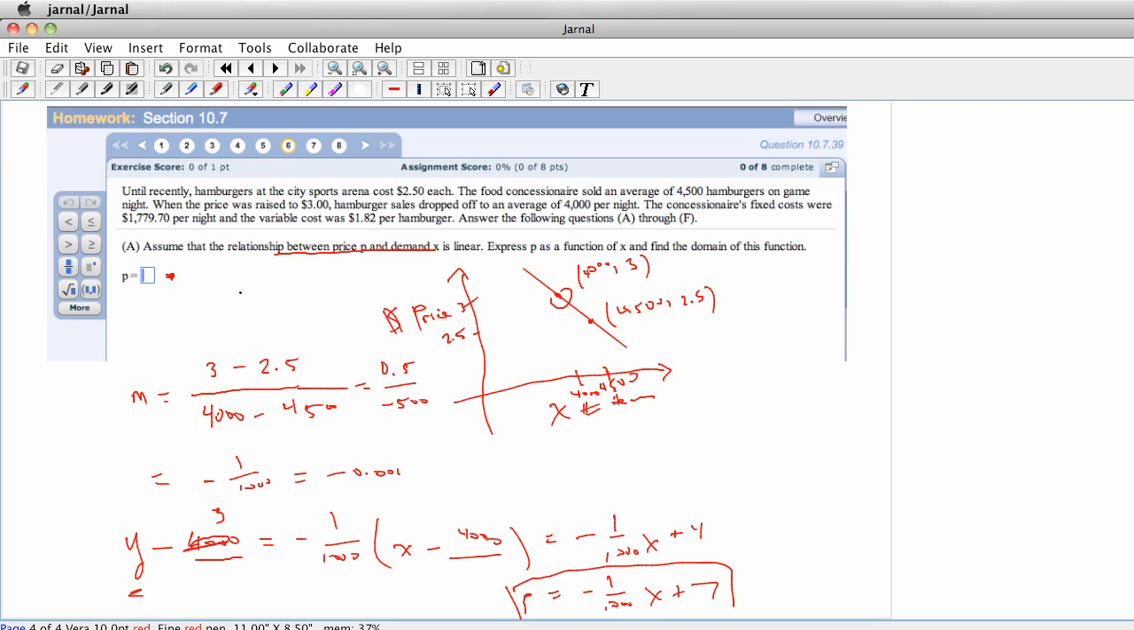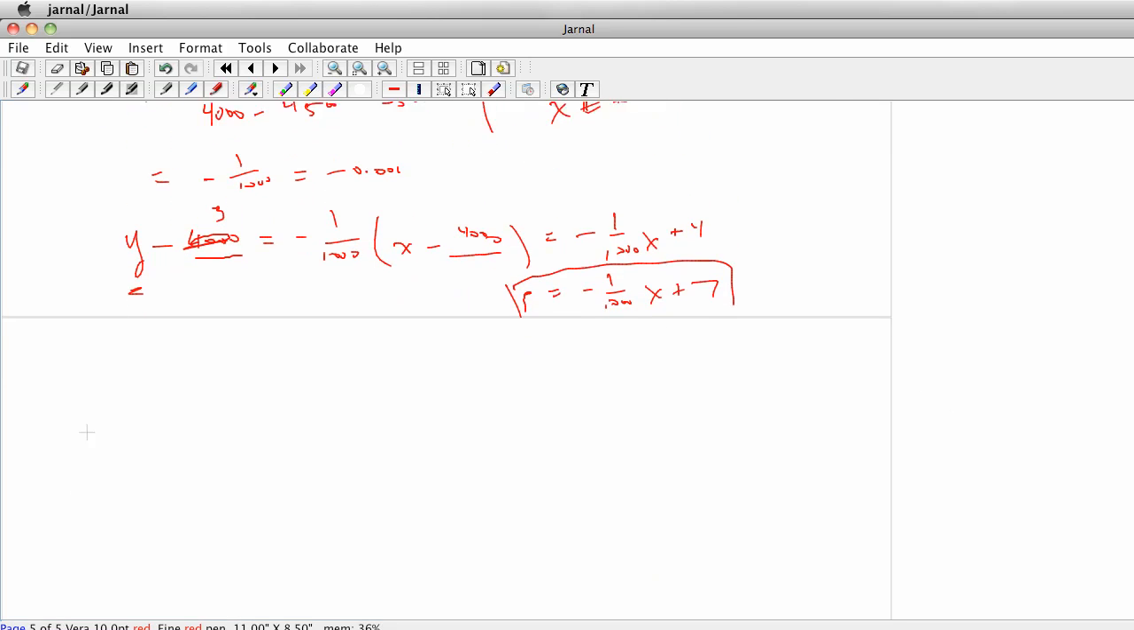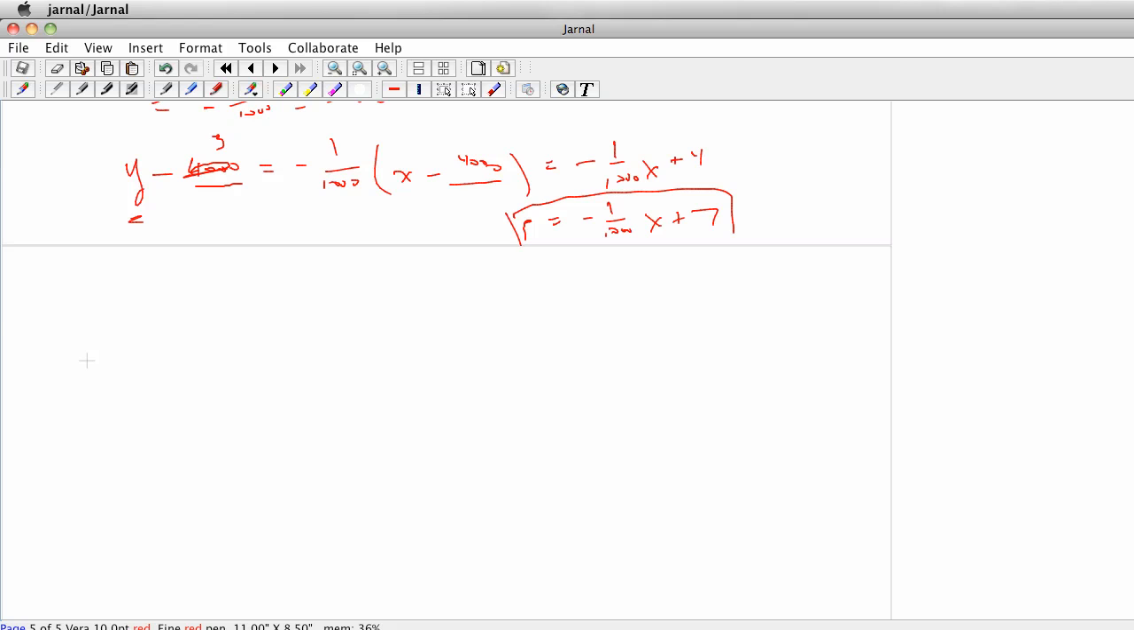Now, what do we do with it? Well, we use this equation, this price demand equation, to build our revenue function, because the revenue function, and we used this in one of the previous problem sets, revenue is price times sales, how many you sell. So that's price times x.